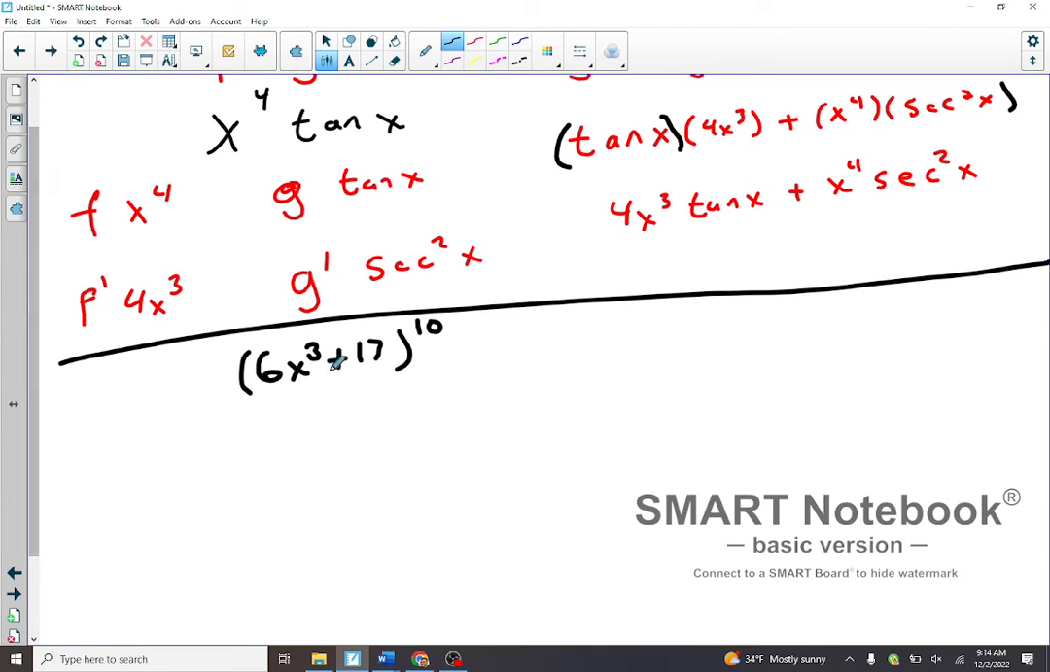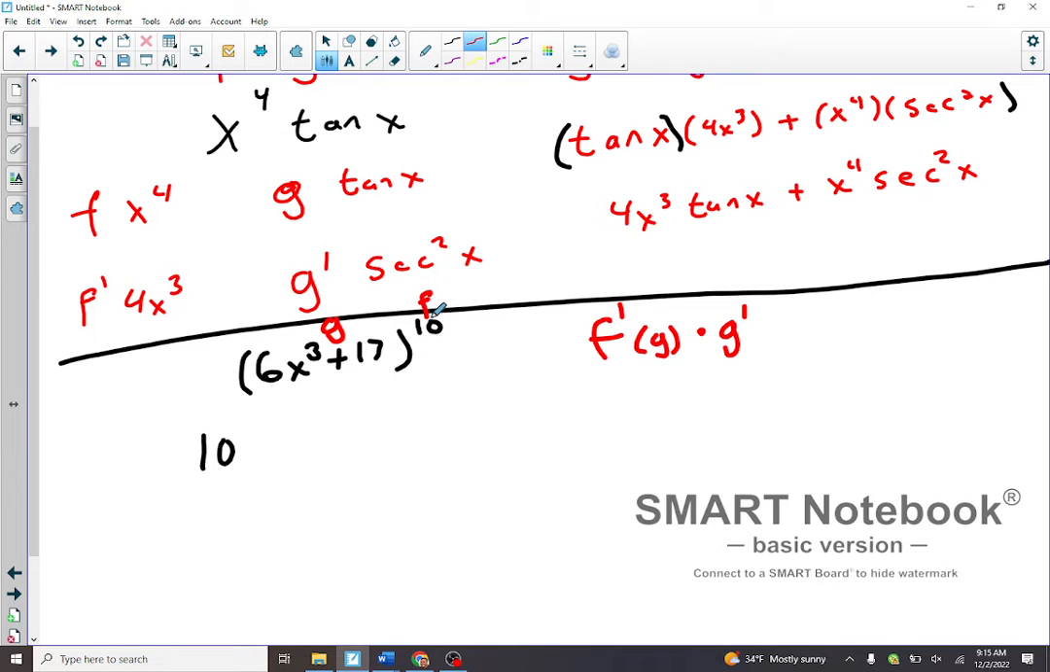Okay. For this one, 6x to the 3rd plus 17 to the 10th power, this is a basic chain rule one. So I take the 10th power, move it to the front. My f is my 10th power, while my g is the inside. And chain rule is f prime of g times g prime. Oh, I'm sorry, wrong way.